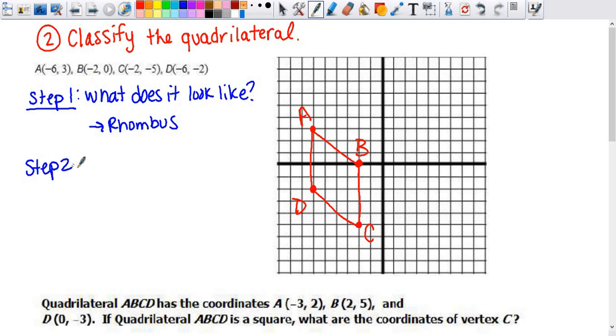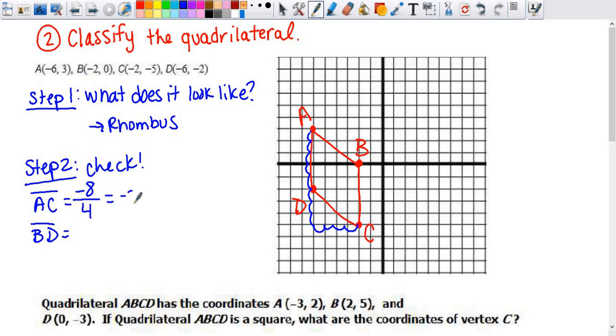So step 2 would be to check. And to check for a rhombus, the easiest way to do that is check if your diagonals are perpendicular. So I'm going to check the slope of AC, and then I'm going to check the slope of BD. And I think the easiest way to do this is count rise over run. So from A to C, I'm going to go down 1, 2, 3, 4, 5, 6, 7, 8. Since I went down 8, it's a negative 8 on top. And then 1, 2, 3, 4 over 4. And this simplifies to negative 2 for the slope for AC.